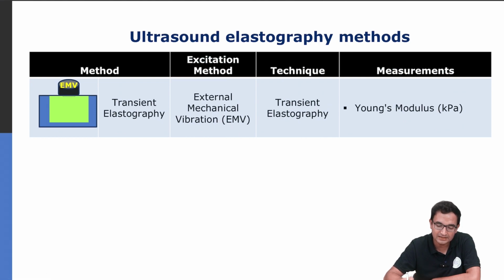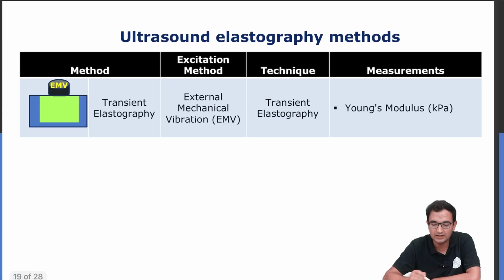Now, there are other techniques such as transient elastography, where there is a transient excitation and the tissue response is measured. Typically, an external vibration system is used to generate that transient response, and then the measurement that you can get is Young's modulus.